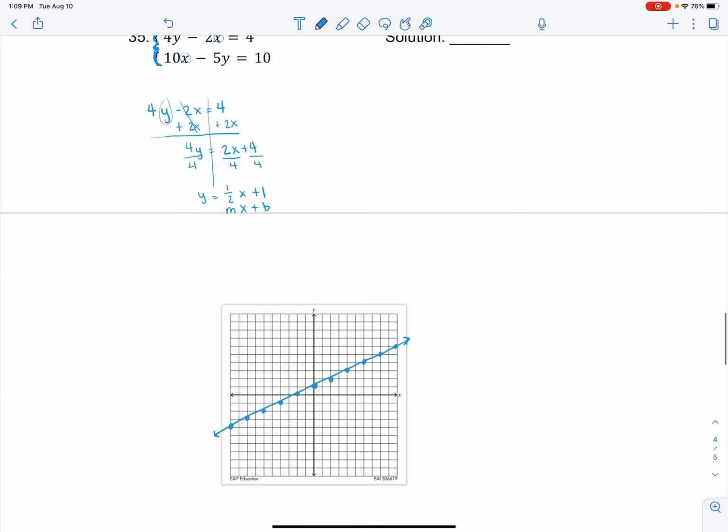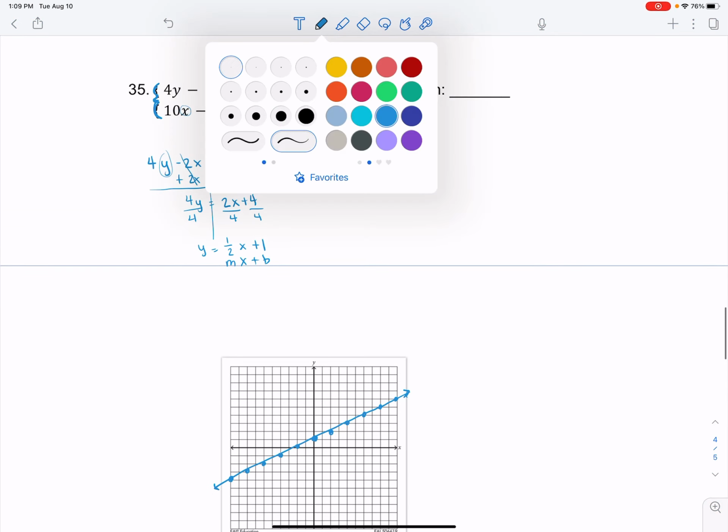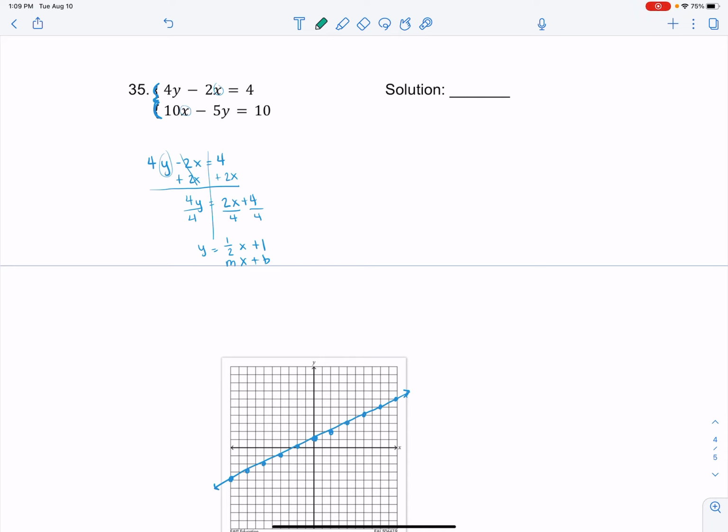Okay, now let's graph the second equation on the same coordinate plane or coordinate grid. So 10x minus 5y equals 10. So I'm going to subtract the 10x first. So I have no x's left here, but I have -5y equals. Those cannot be combined. Even though they're both 10, they're not like terms because one has an x and one does not. So I have -10x and +10. Divide everything by -5. So y equals -10 divided by -5 is a +2. 10 divided by -5 is a -2.